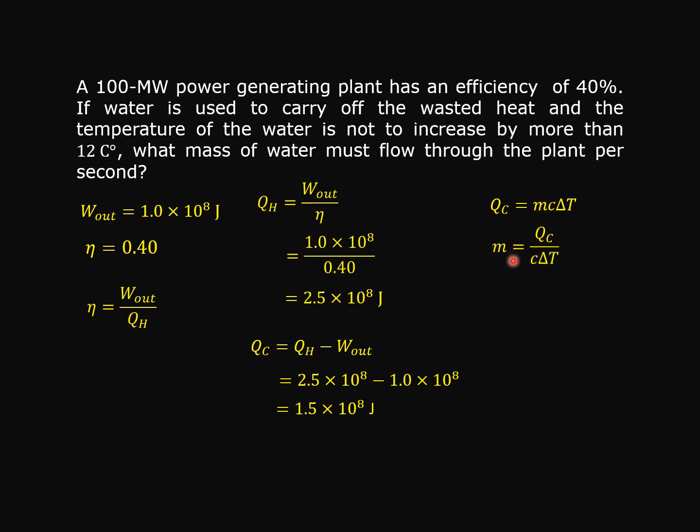So we make m the subject. We will get QC over c delta T. QC takes the value of the wasted heat, 1.5 times 10 to the power of 8. c is the specific heat capacity of water, 4186 joules per kg per Kelvin, and delta T is 12 C degrees. Therefore, we get the mass of water required to carry off the wasted heat in every second. It is equal to 3.0 times 10 to the power of 3 kg. That means it is 3000 kg every second.